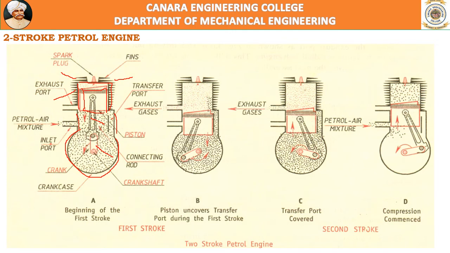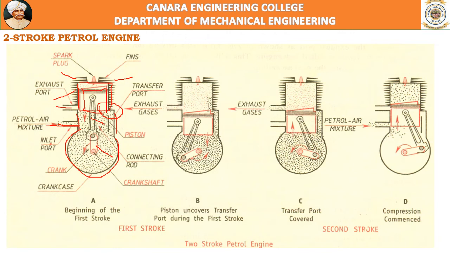Unlike a four-stroke engine, we don't have separate valves for inlet and exhaust. For a four-stroke engine, there will be an inlet valve and an exhaust valve. But here, all those valves are replaced with ports. Now you see, this is the inlet port, and this is the exhaust port. And one more here is the transfer port. Now I will explain how it works.